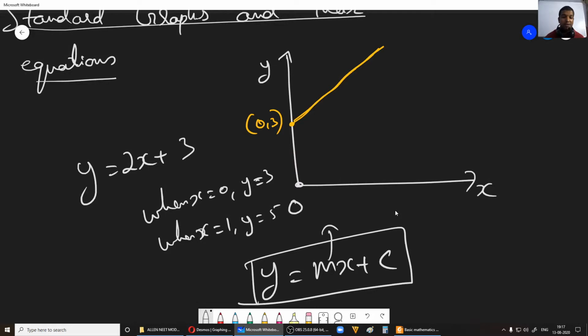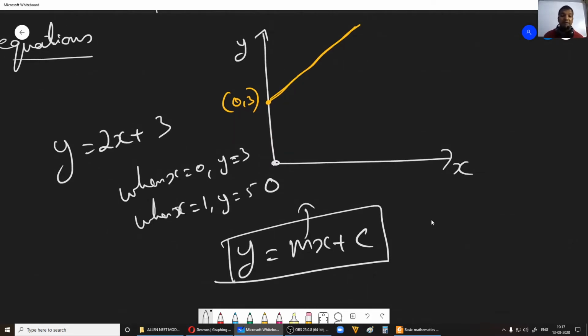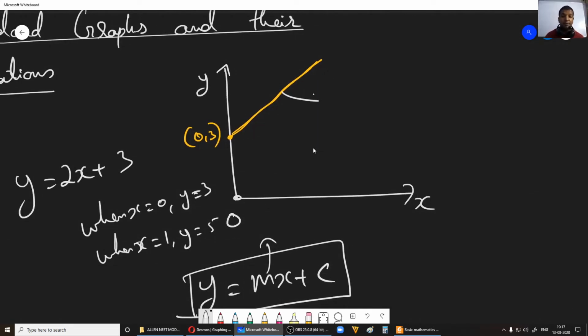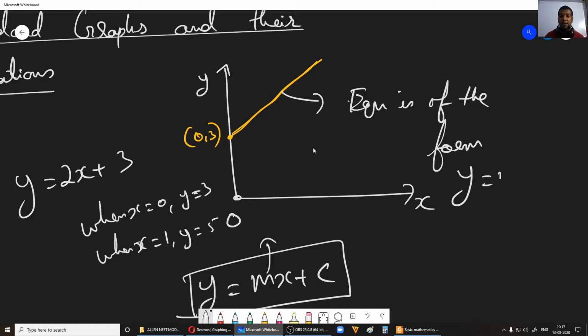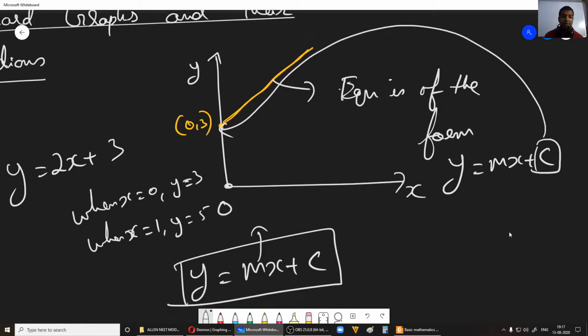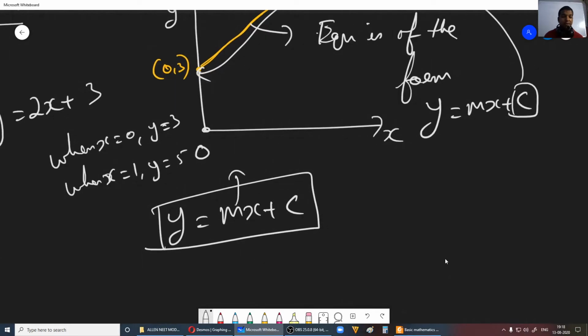We call m the slope of the straight line, and it is also tan of the angle made by that line with respect to the positive x-axis. So just write this equation. The equation is of the form y is equal to mx plus c. Here m is positive, and c is nothing but this point. We'll call it the y-intercept, and it is positive.